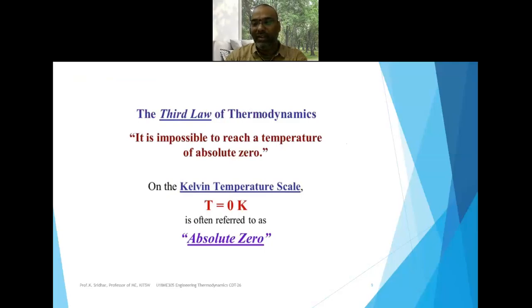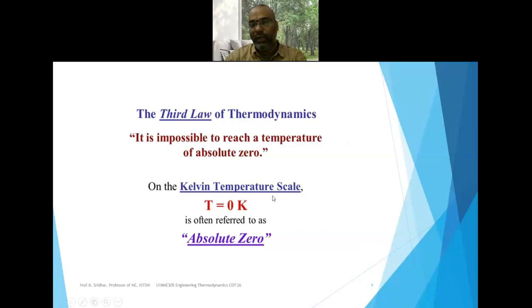Next, the concept is the third law of thermodynamics. So far, we completed the zeroth law, the first law, and the second law of thermodynamics. The remaining one is the third law of thermodynamics. How can you state the third law? It is a very, very important one. It is impossible to reach a temperature of absolute zero.